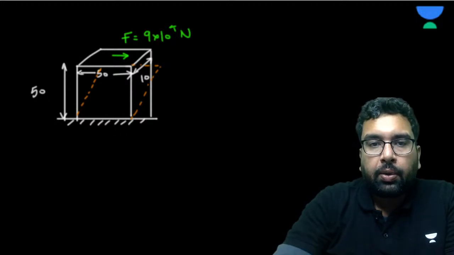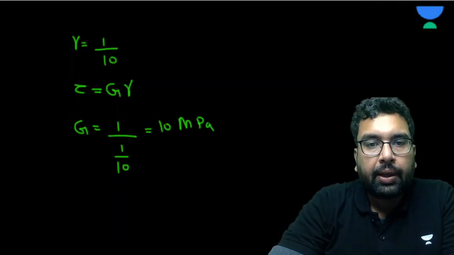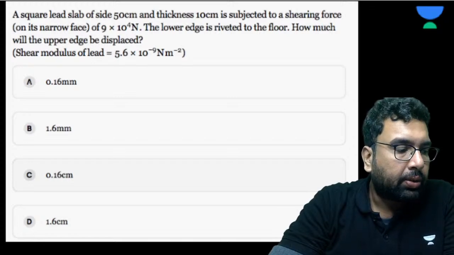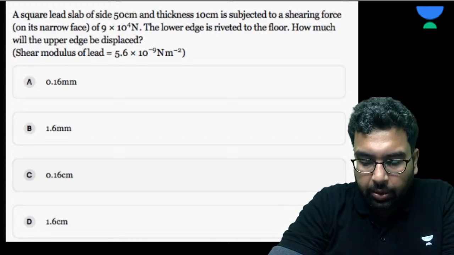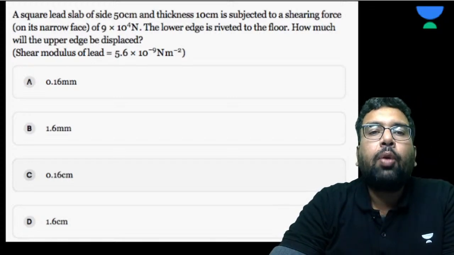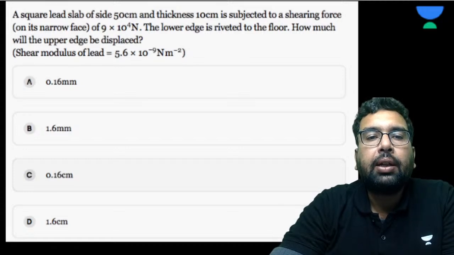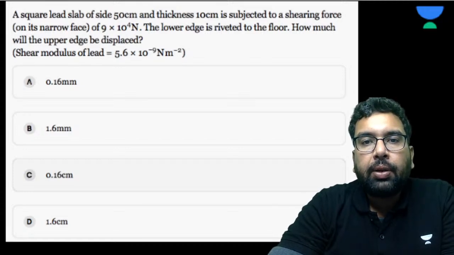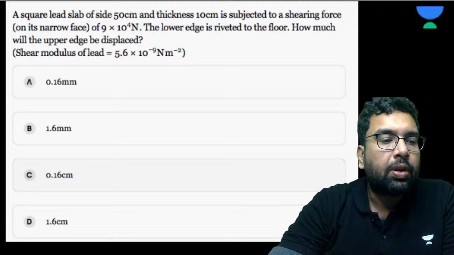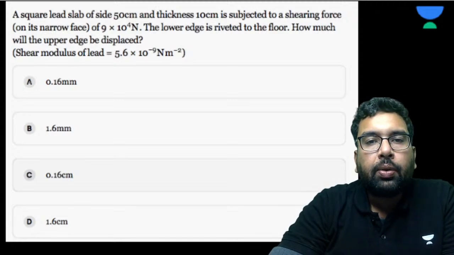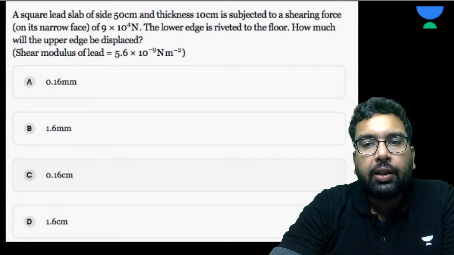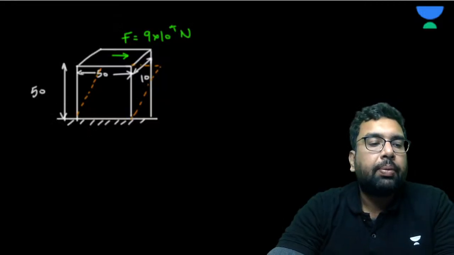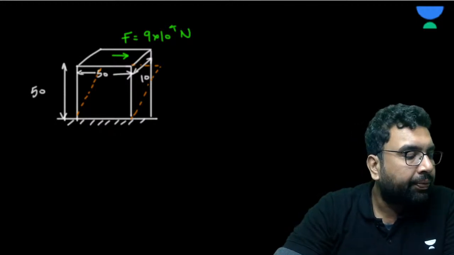Sorry, it seems like you couldn't hear me. So now I'll just do it again. It says a square lead slab of side 50 centimeter and thickness 10 centimeter is subjected to a shearing force of 9 into 10 to the power 4 Newton and the lower edge is riveted to the floor. When they say the lower edge is riveted to the floor, it means that the lower edge was fixed.